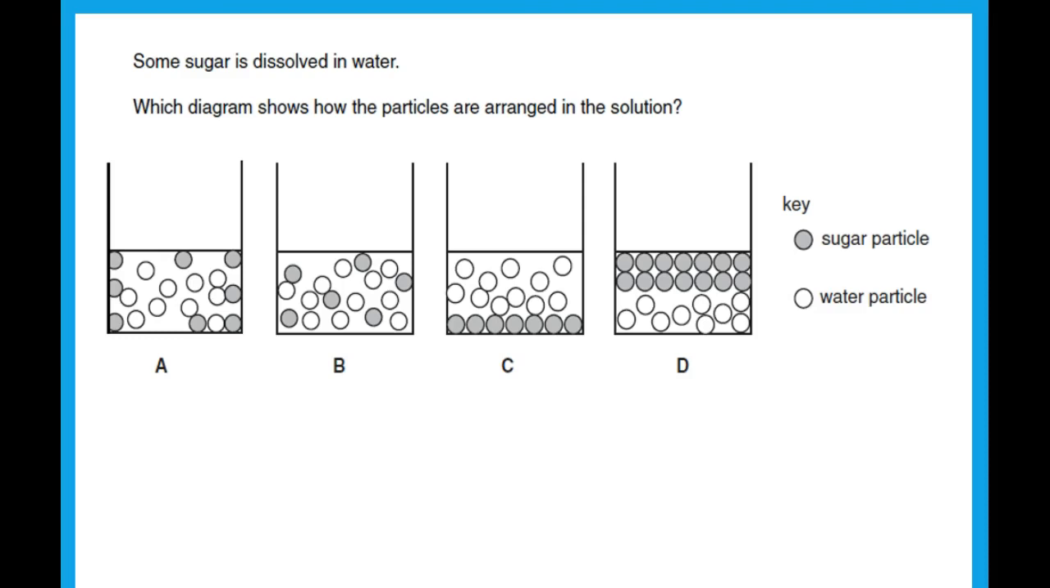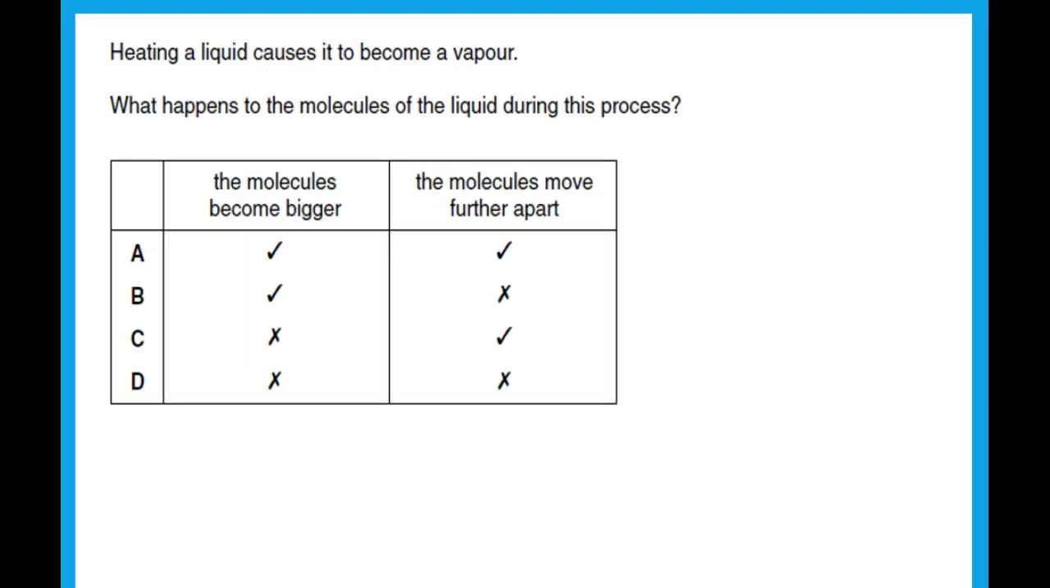Some sugar is dissolved in water. Which diagram shows how the particles are arranged in the solution? So something has dissolved, and that means you should know that the particles of sugar, can you see the key? The particles of sugar are the darker ones. If the sugar has dissolved, that means the particles of sugar should be randomly distributed between the water particles. Not on one side like A, not all below like C, not all above like D. So our answer is B. Do we understand this? Okay.